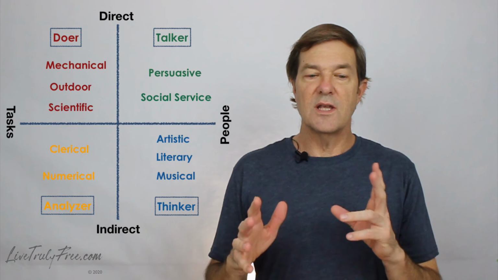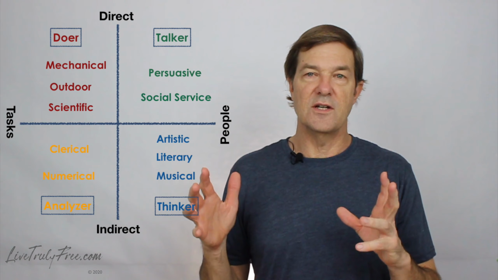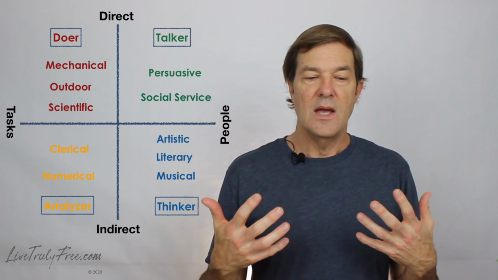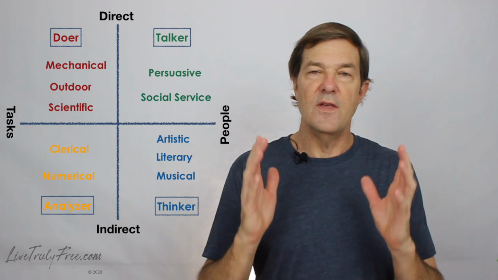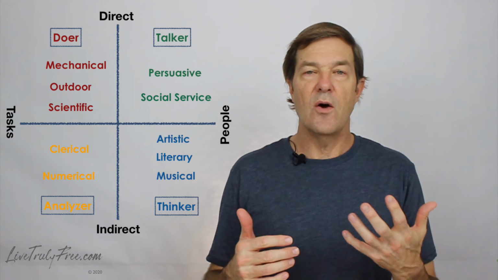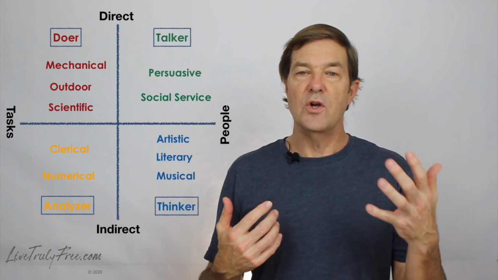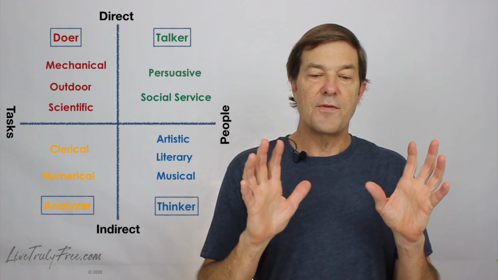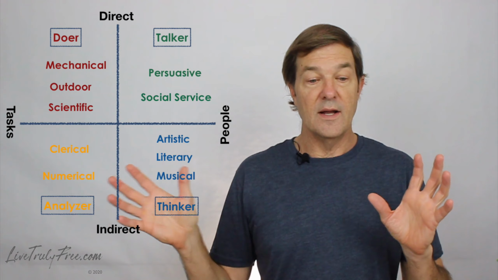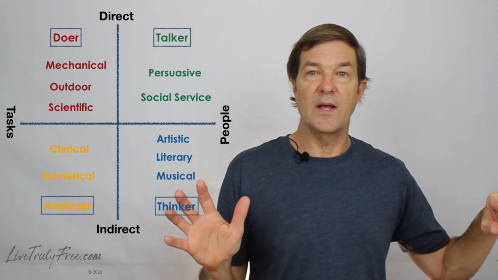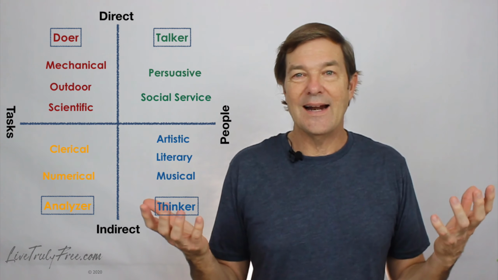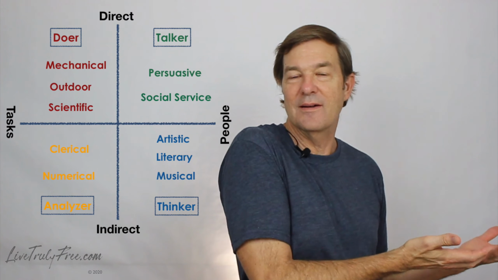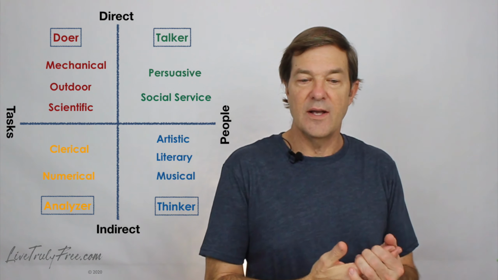All right. So here's something else that's interesting about this. Your orientation to time is reflected here. Now, again, this is your interest. So doers and talkers are in the present. Okay. The thinkers are future-oriented, and the analyzers are past-oriented. So there's nothing to analyze in the present. You can only analyze stuff that's happened. So that's why they're more past-oriented.